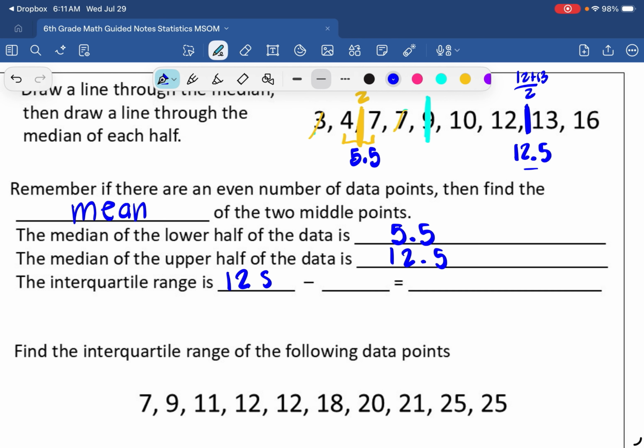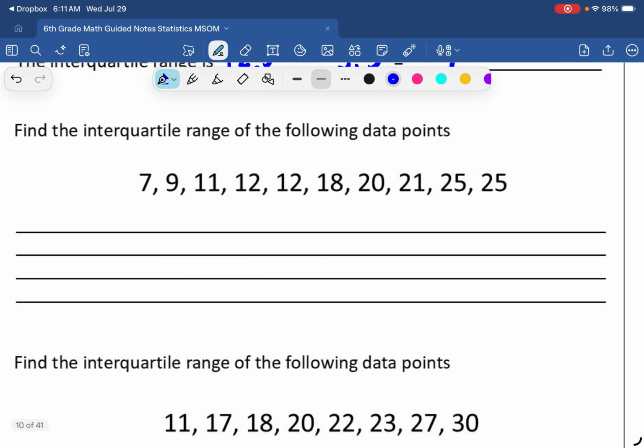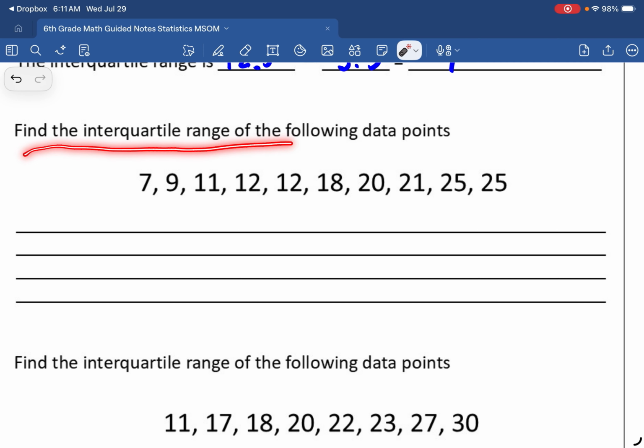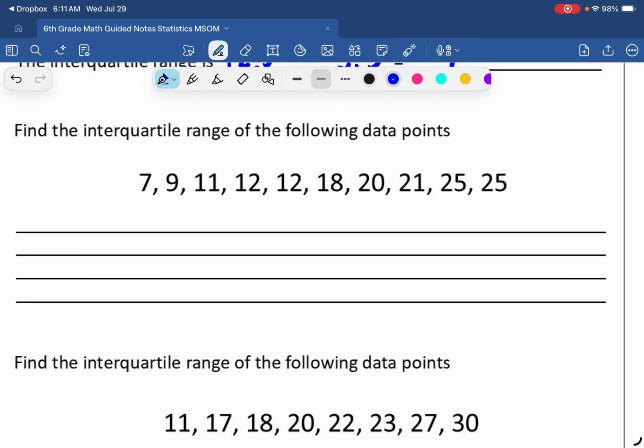12.5 minus 5.5, and that is 7. Find the interquartile range of the following data points. Notice that it is already in numerical order. If it wasn't, I would need to put it in numerical order. So we're going to find the median of the entire data set first, and that is going to be the number right between 12 and 18.